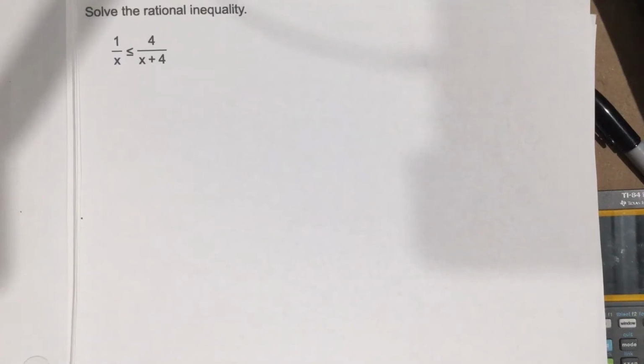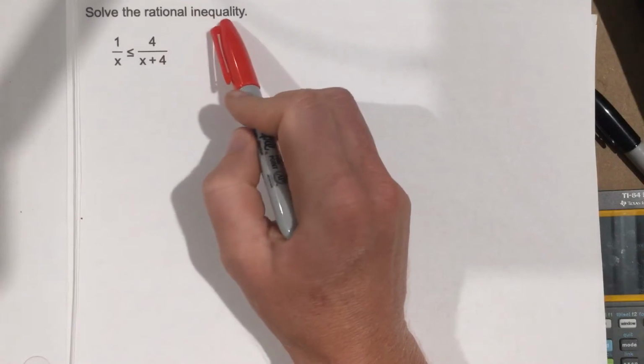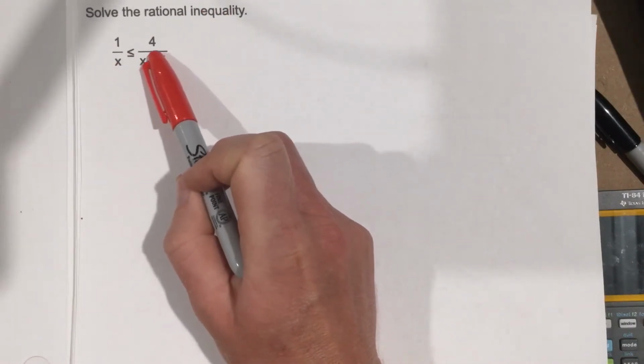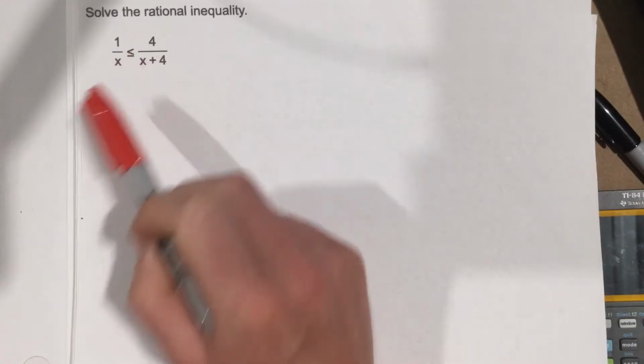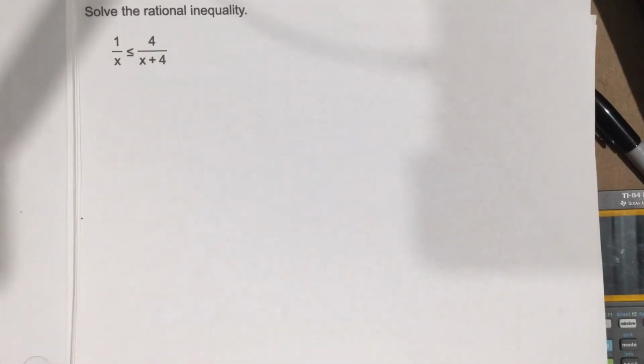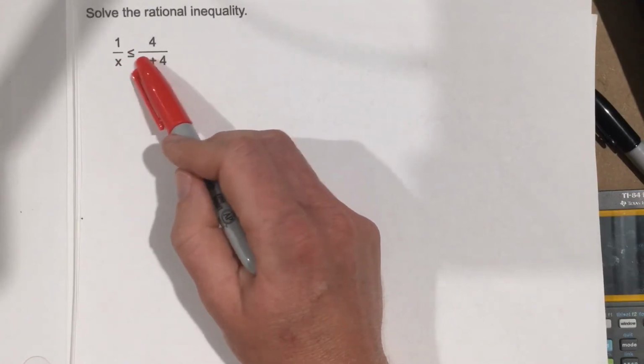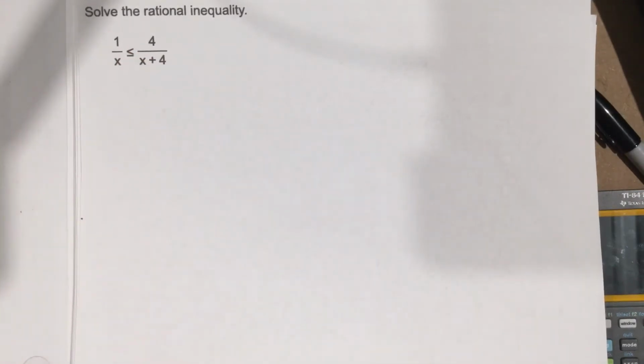This is problem number 7 from section 4.7. In this problem it says solve the rational inequality. And again, we have a rational inequality, we have some denominators here. We've got to really be careful about multiplying across the inequality sign by the denominators because of the extraneous solution problem.